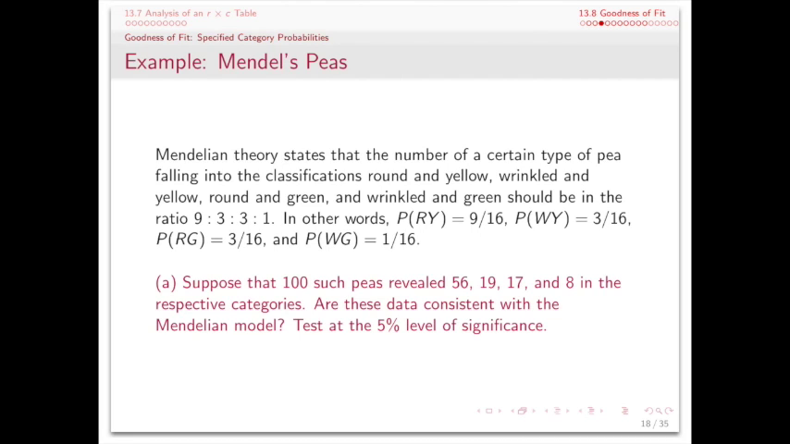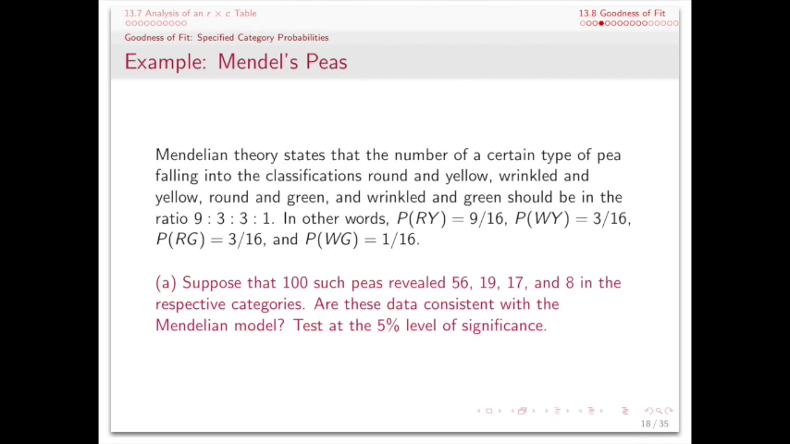In other words, the probability that a certain type of pea is both round and yellow should be 9 over 16. The probability that a certain type of pea is both wrinkled and yellow should be 3 over 16. The probability that it's round and green is 3 over 16, and the probability that it's wrinkled and green would be 1 over 16.